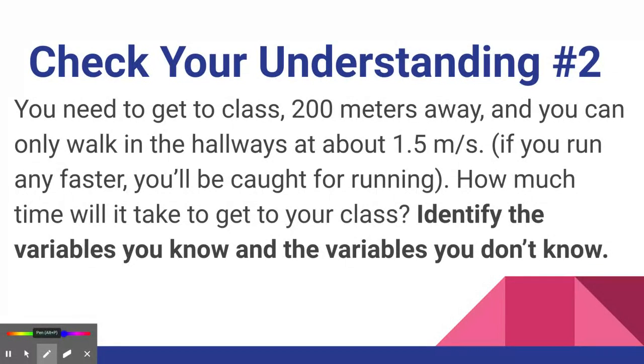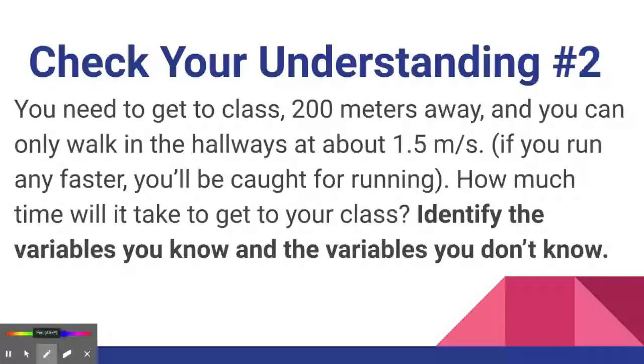So, okay, I'm grabbing my calculator real quick. Reading this, check your understanding number 2. You need to get to class 200 meters away, and you can only walk in the hallways about 1.5 meters per second. If you run any faster, you'll be caught for running. How much time will it take you to get to your class?